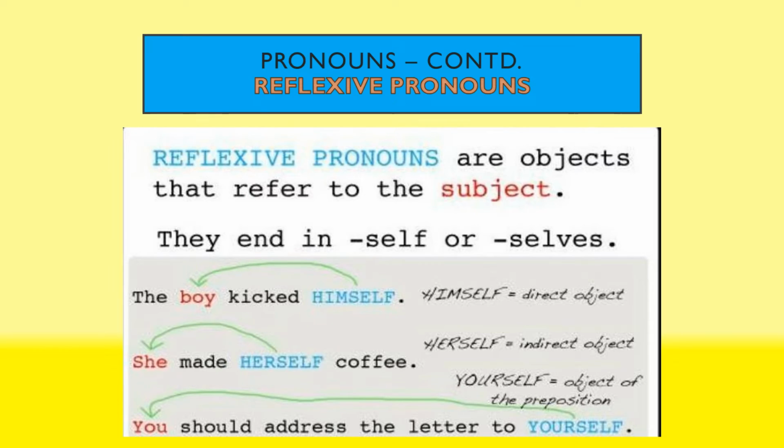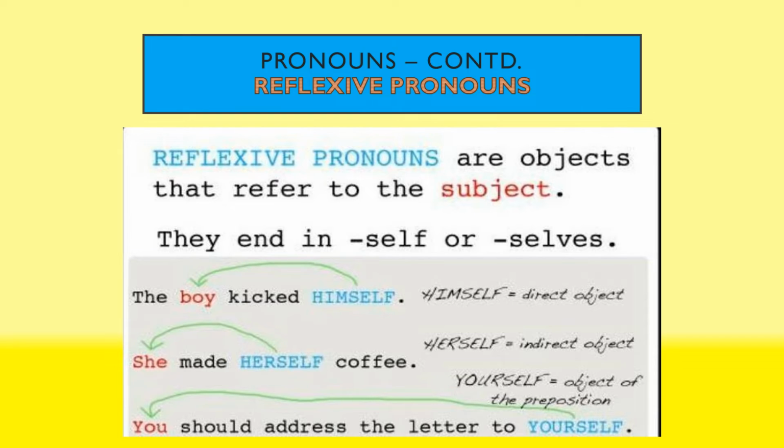A few more examples to clarify this concept of reflexive pronouns. You'll have to get this very clear, students. I know you have done it in class 5, but you should understand reflexive pronouns very clearly. Otherwise, you will get confused with the next pronoun, which is the emphatic pronoun. So now let us go back to the reflexive pronouns. I told you reflexive pronouns are objects which also refer to the subject. Now they end in self or selves. Obviously, the boy kicked whom? Himself.